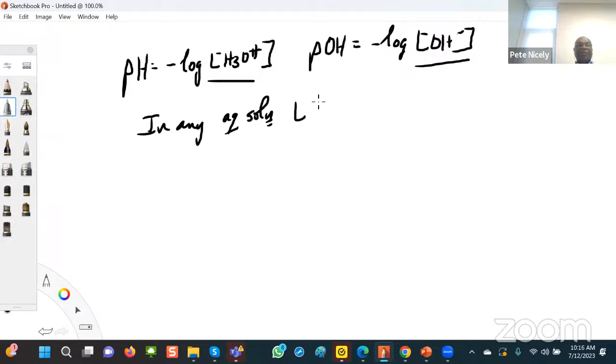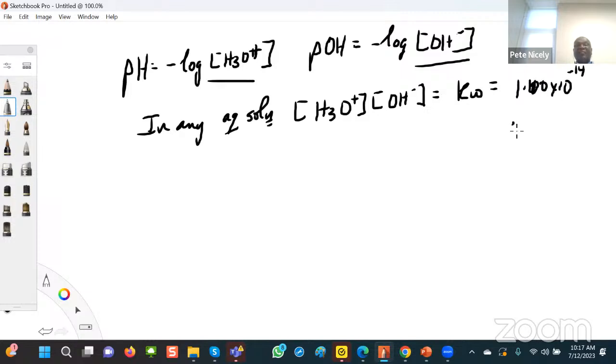the concentration of hydronium times the concentration of hydroxide is equal to a constant, which is called the ionic product of water, right? Which turns out to be equal to 1.00 times 10 to the minus 14 at 25 degrees Celsius, all right? So this is another equilibrium constant, because what they're talking about here is the auto ionization of water, right?